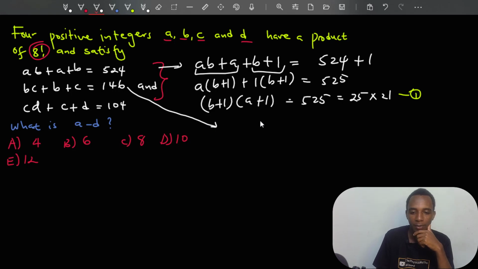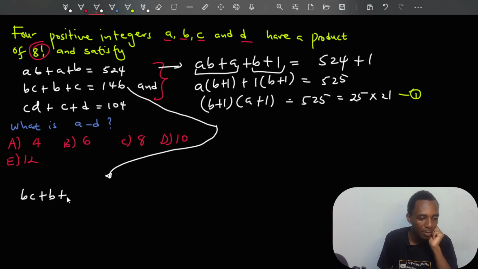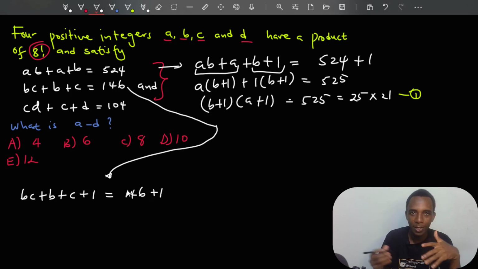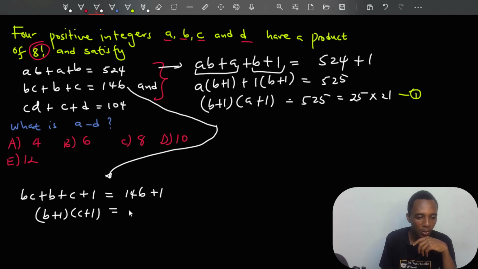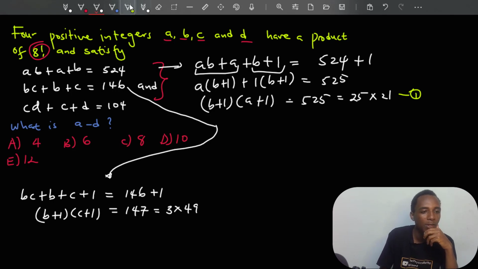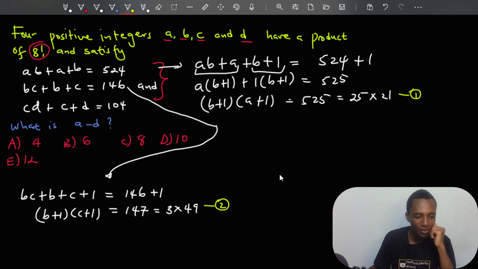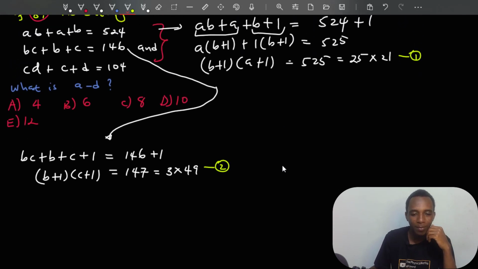Let's take this one also, and do the same thing. I have bc plus b plus c equals 146, and I'll add a 1 on both sides to make it easier to factorize. After factorizing, it's going to be b plus 1 into c plus 1 equals 147, which is 49 times 3. Let's call this equation 2. Naming the equations will be helpful. Let me scroll up here to have more space.